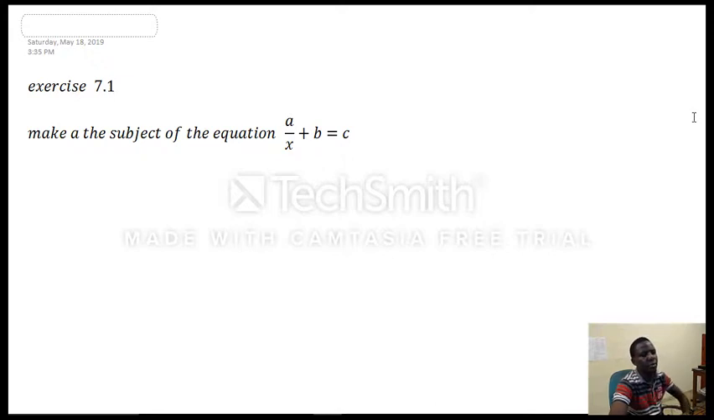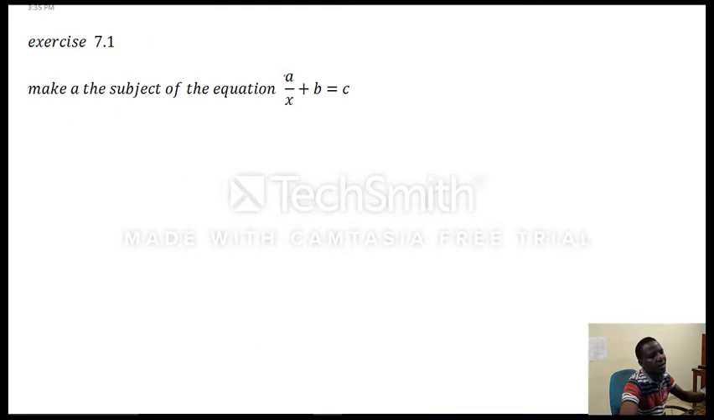In this next example, we are asked to make X the subject of the formula. But looking at it, you discover that on the left hand side, we have A over X plus B, and on the right hand side we have C. So just like we did in the first example, in this left hand side we have both division and addition. So we'll first of all undo the operation of addition before we undo the operation of division.